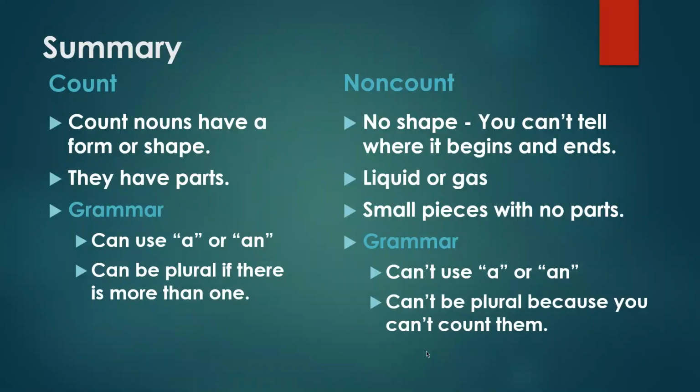So in summary, a count noun has a form or shape. It also has parts. When we talk about count nouns, if it's one, we can use a or an. If there's more than one, it can be plural. Non-count nouns don't have shape. You can't tell where it begins and ends. Often they're liquid or gas. They can be small pieces with no parts. You can't use a or an with non-count nouns, and they can't be plural because you can't count them.